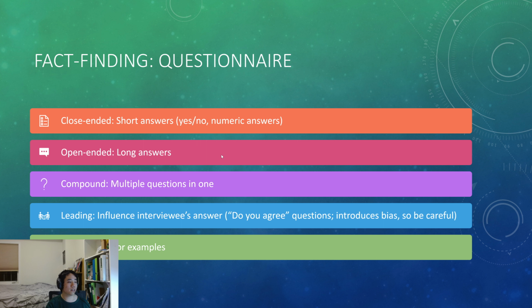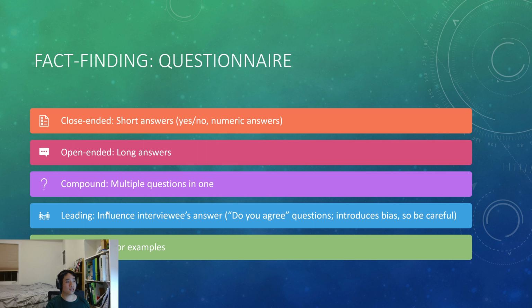Open-ended answers. So they are long, and you may combine multiple questions into one. Those are called compound questions. And the next one is called leading questions, which are made to influence the interviewee's answer. You would most likely encounter them in the "Do you agree?" questions. The one thing you have to be careful about with this type of question is that they do introduce bias. So be careful with these.